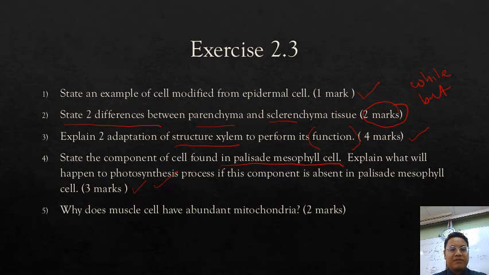Now number 5, why does muscle cell have abundant mitochondria? This one is also very easy, 2 marks. Now if you find trouble or problems in answering this question, you can always go back to the previous part of the video to answer this question.